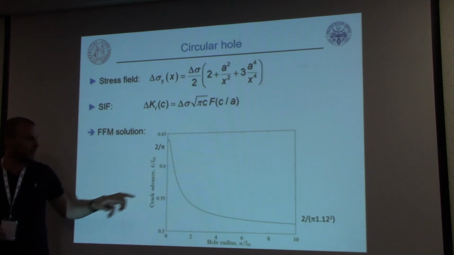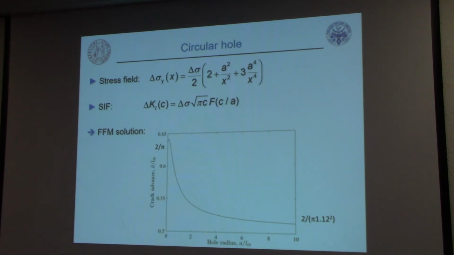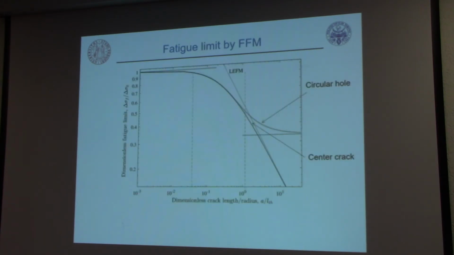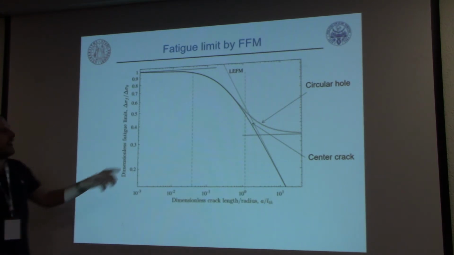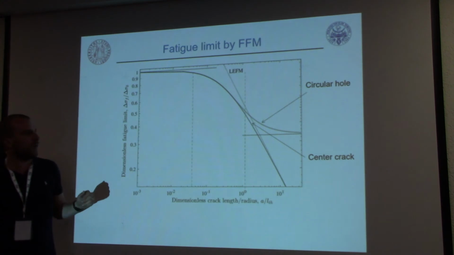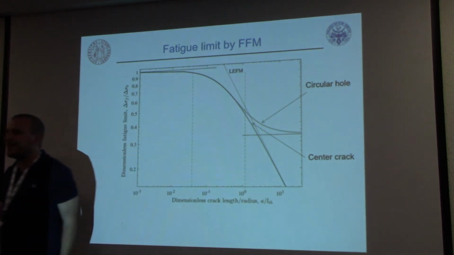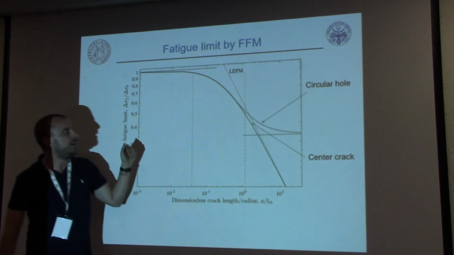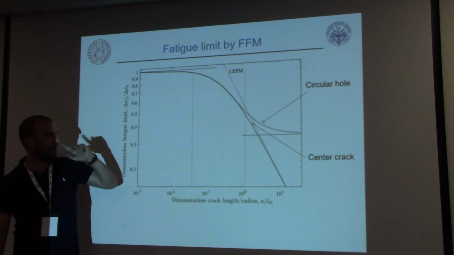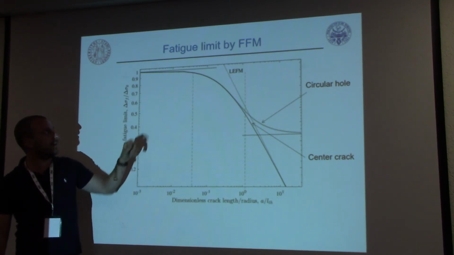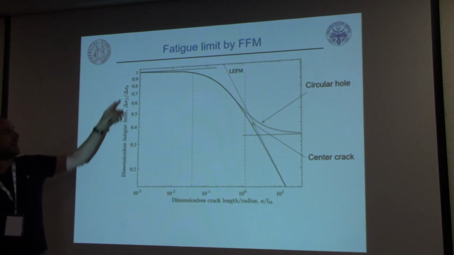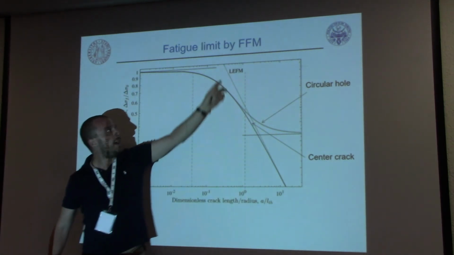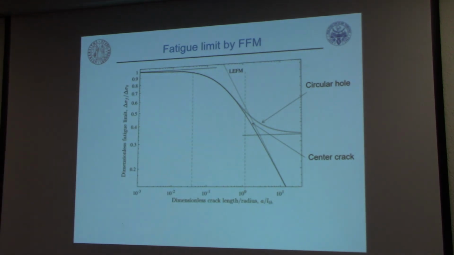But here is the solution for the crack advance, which is, in this case, a structural parameter. It's a function of the hole radius. And here you can see the situation for the fatigue limit, circular hole and center crack. The gray line here is the circular hole, while the black line refers to the center crack. You can see here the two horizontal asymptotes, which govern the solution for small and large sizes related to the circular hole. This is 1, the dimensionless fatigue limit, and this is 1/3. And this is basically the linear elastic fracture mechanics line.